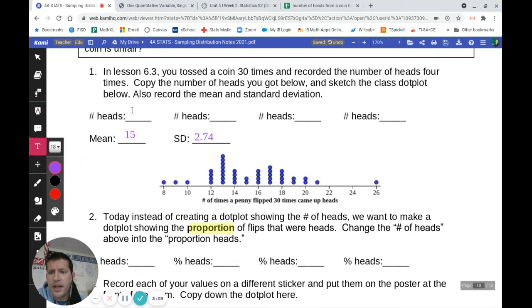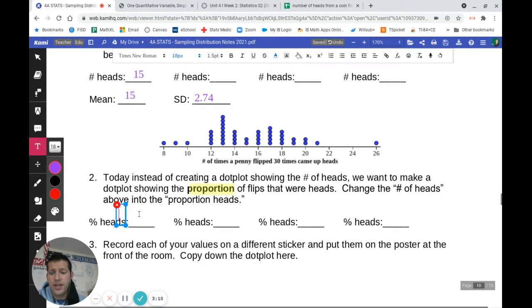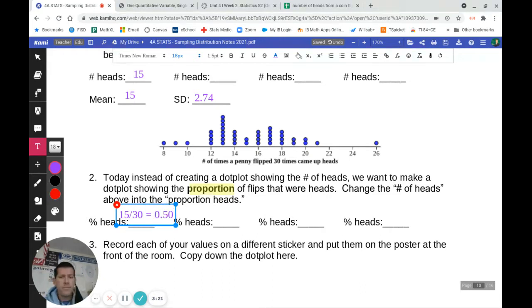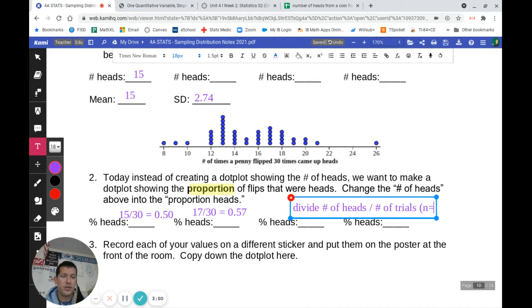If I had, let's say, 15 heads here, then to figure out the proportion of heads, I would just take 15 and divide by the total, which was 30, and that would give us about 0.5. If I had 17 heads, I would divide 17 by 30, and rounded to 2 decimal places that's 0.57, and so on. So we're going to change from number of heads to proportion of heads by dividing the number of heads by the number of trials, n, which is 30.